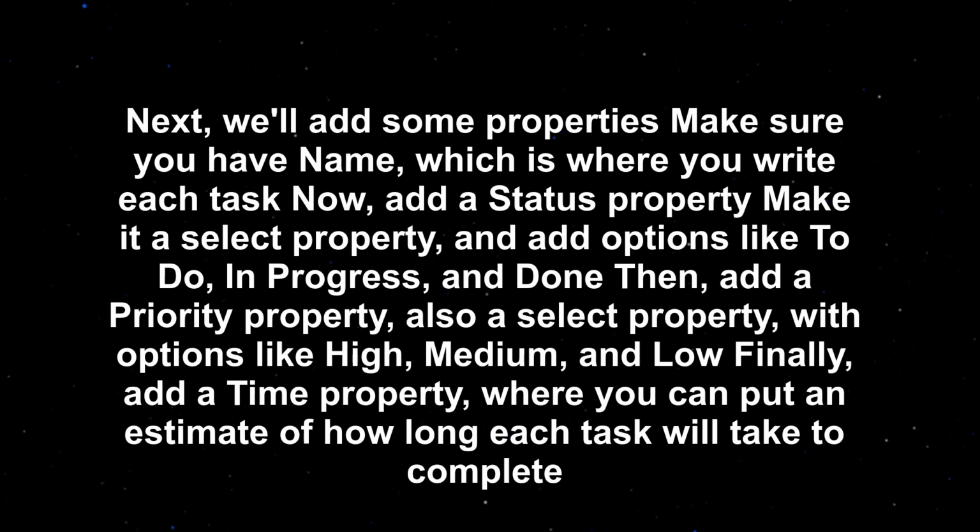Then, add a priority property, also a select property, with options like high, medium, and low. Finally, add a time property, where you can put an estimate of how long each task will take to complete.